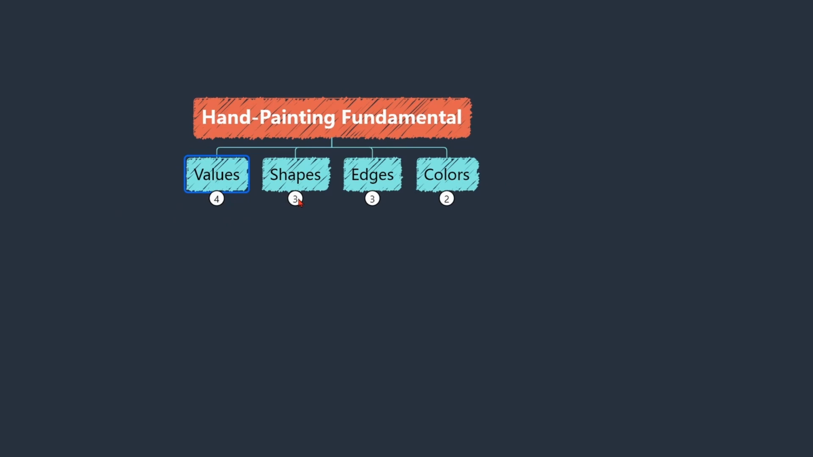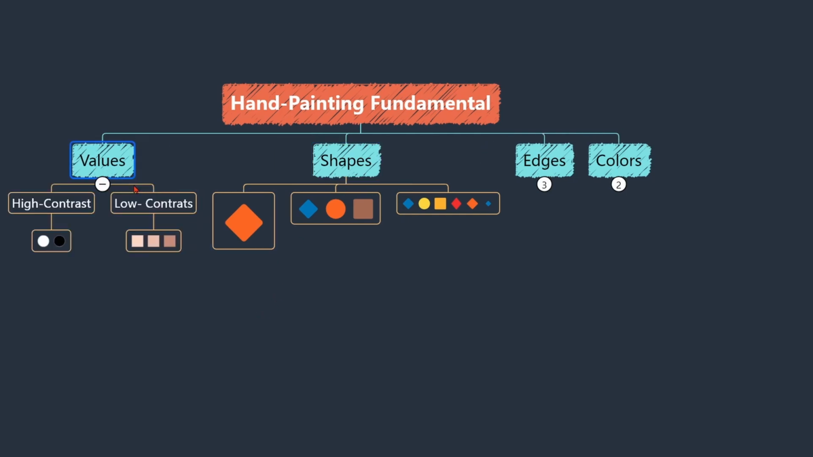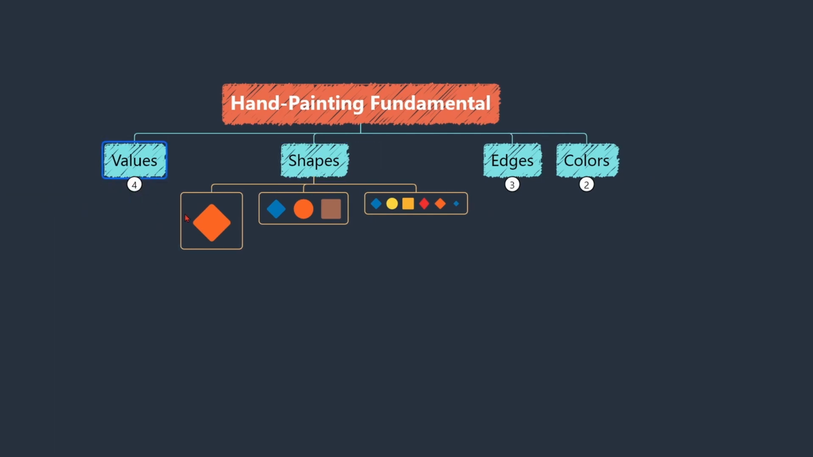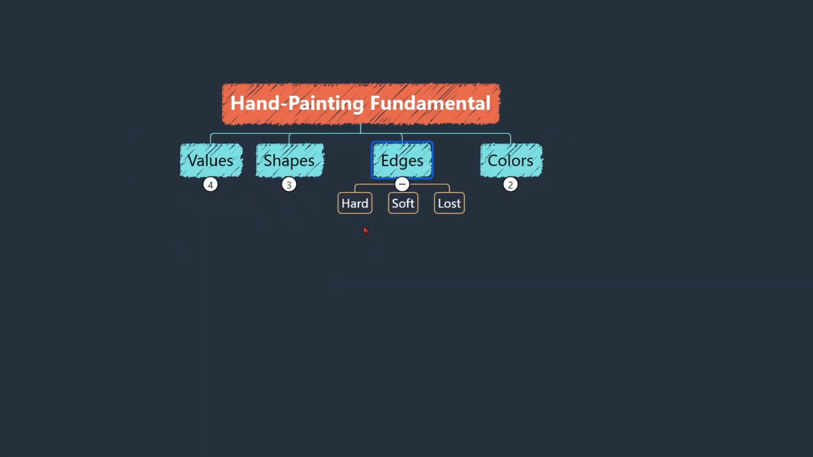The next one is the shapes. So you can see that we have the big shape, medium shape, and small shapes. You can draw your shapes first and make sure to keep the values in mind. I will discuss these later. And the third one is the edges. In the edges we have hard edge, soft, and lost.